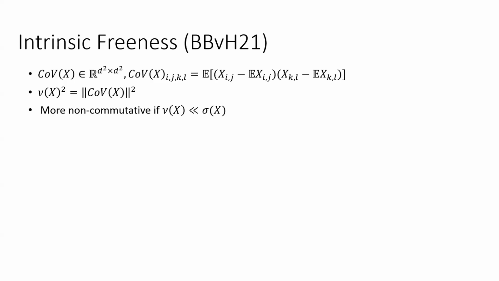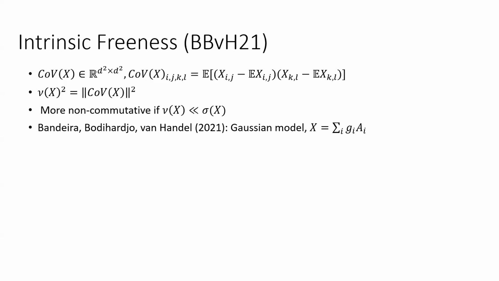The next slide will actually explain this a bit more. So what they showed in the BBVH is that when you have the Gaussian model, x equals summation of g_i A_i, then the expectation of the norm can be bounded by 2 sigma x plus this error term that depends on the geometric mean between the sigma and the nu parameters, plus some log factors. So as long as nu is much less than sigma, basically this error is small compared to sigma. And you get a very sharp bound of sigma x without the log factor.